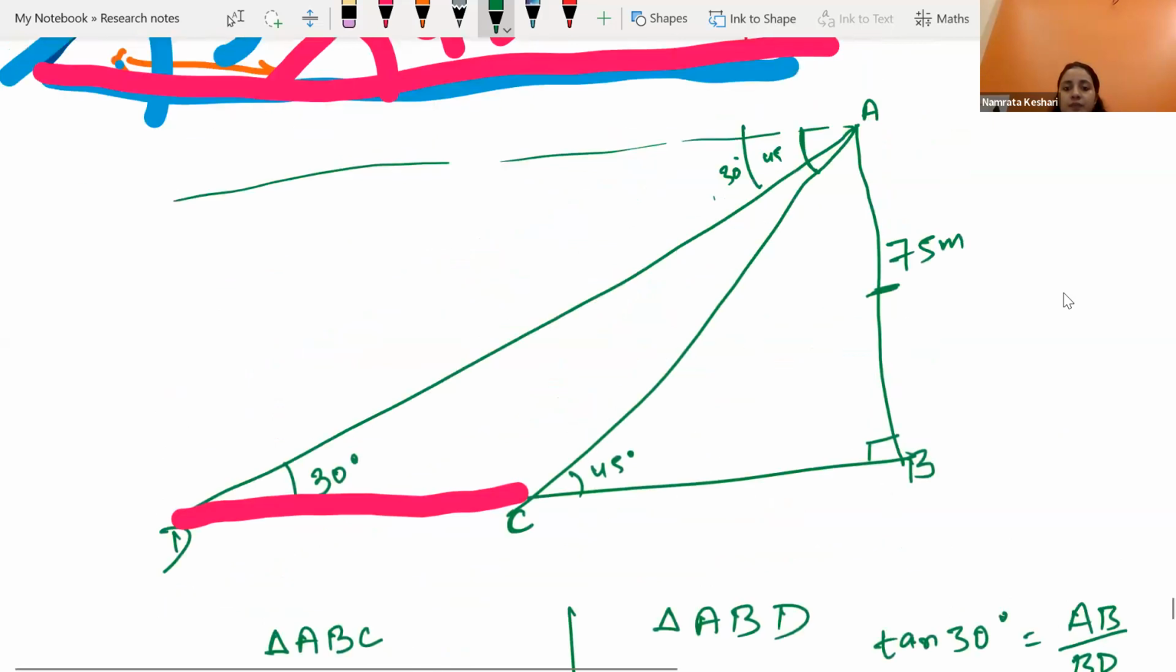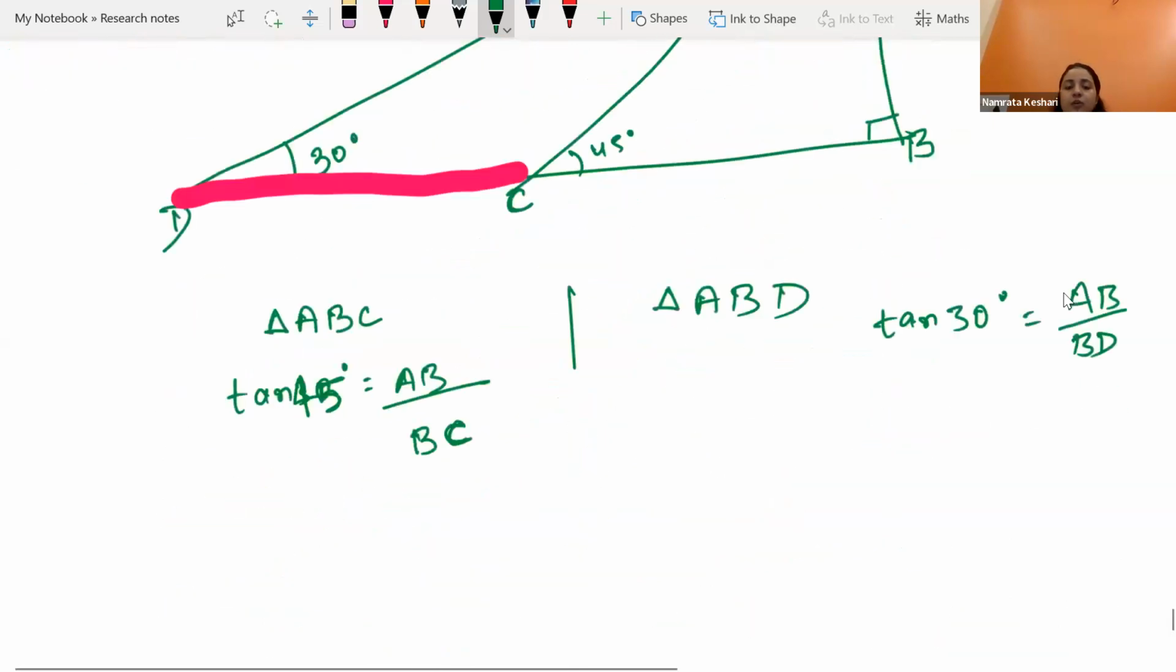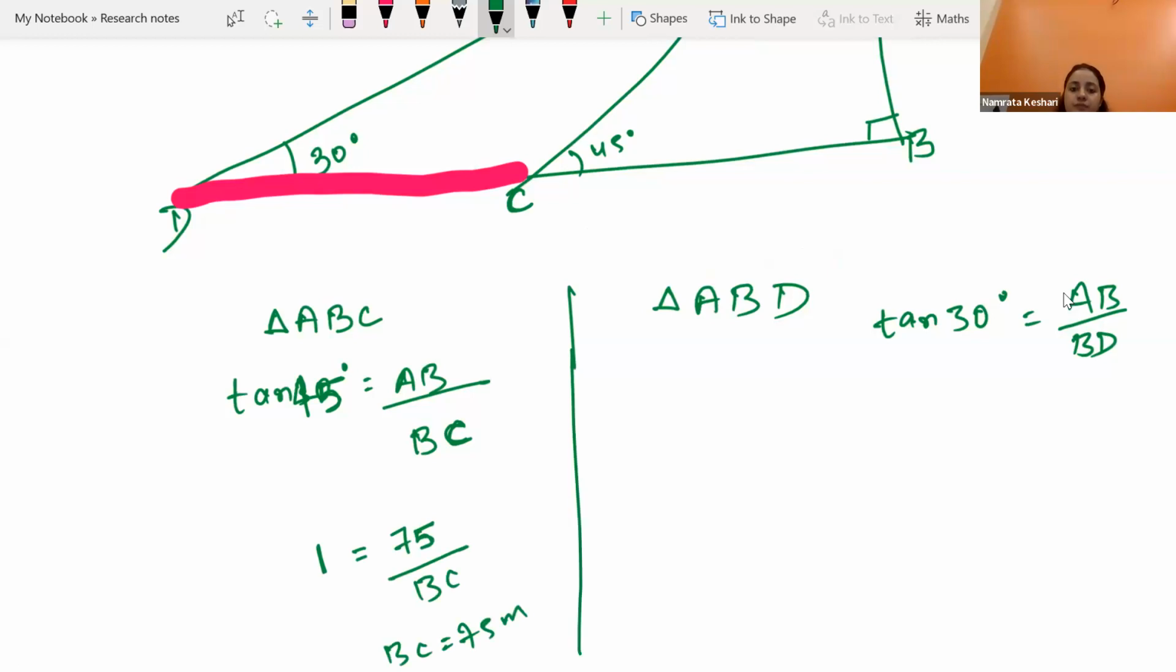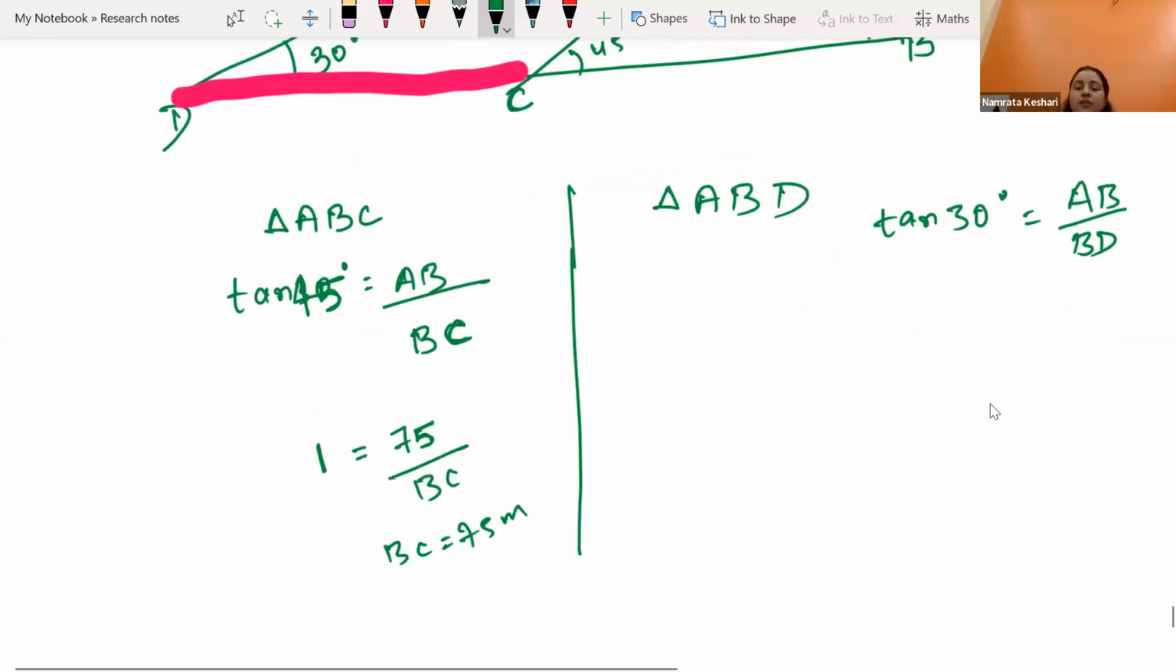Ma'am, I did this question and I got my answer. Okay, you got your answer. This tan 45 degree is one. AB is already given, the lighthouse is 75 meter height. BC we don't know. So can we say BC is 75 meter? Can we? Yes. And here AB is still 75.